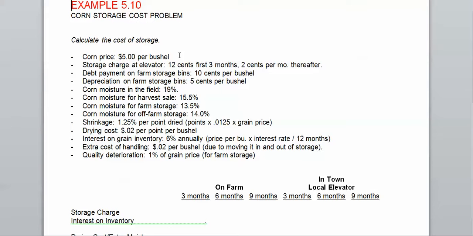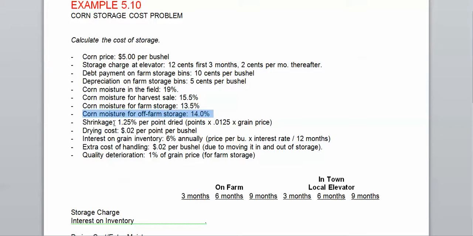Corn moisture in the field is 19%. That actually is just there to trick you. We don't actually need that number to figure our cost of storage. You'll see that in a little bit when we figure out cost of extra moisture. We'll use the moisture for harvest sale, the corn moisture for on-farm storage, and the moisture for off-farm storage.